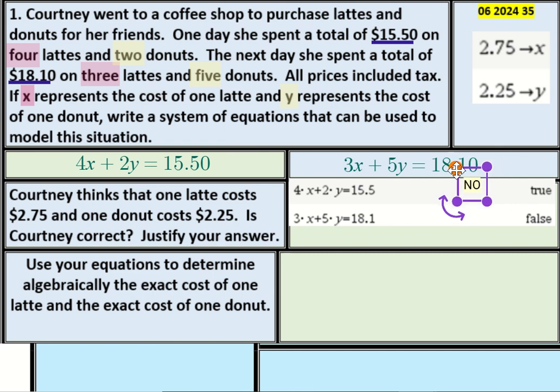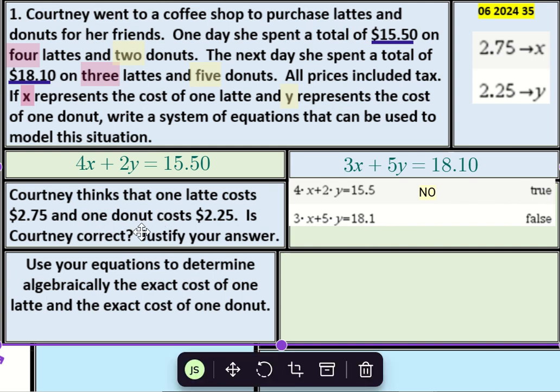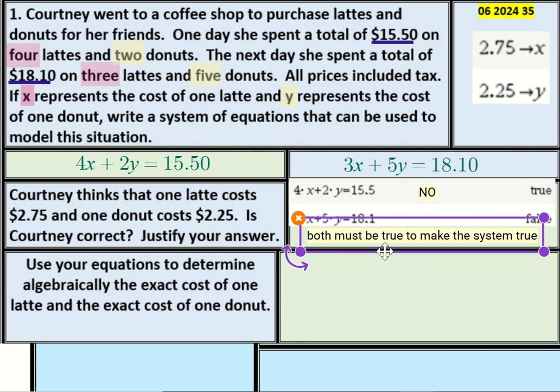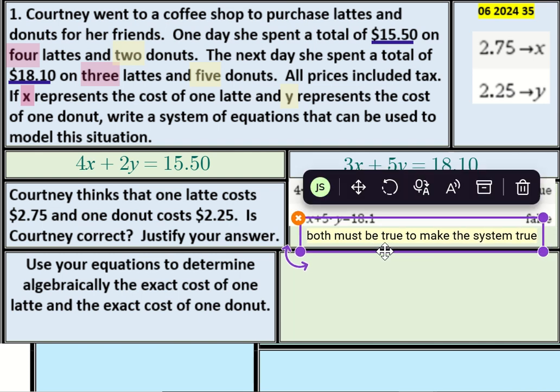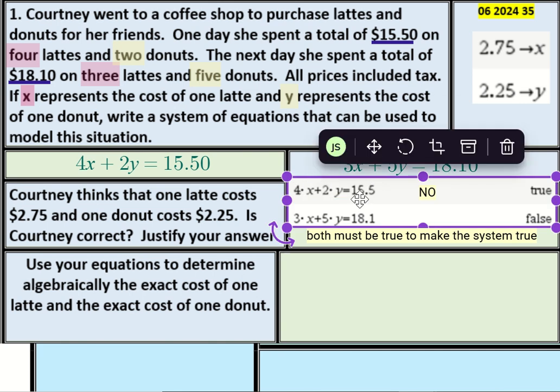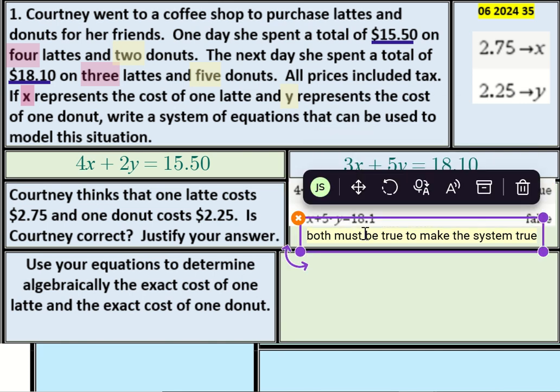And the first thing I want to say is no. If we don't answer the question they ask, we don't get credit for our work. So our justification is one of them is false and they both must be true to make the system true. So now I have 4 points. I got credit for my 2 equations. I got credit for saying no and justifying it.